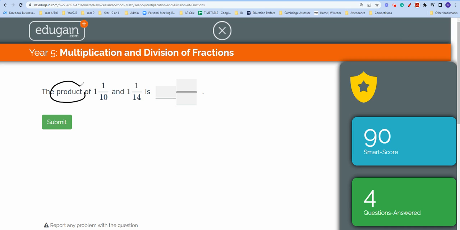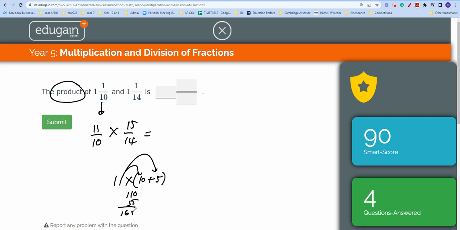So remember, the word product means multiply. We got to convert this. This will become 11 over 10 because 1 times 10 is 10 plus 1. And then multiply by 1 times 14 plus 1 is 15 over 14. So we just multiply the top and the bottom, and it'll become 11 times 15. If you don't have a calculator, you can do it in stages. So 110 plus 55 gets you 165.